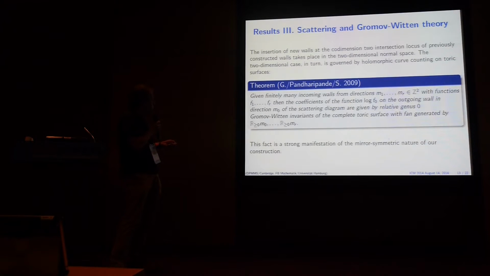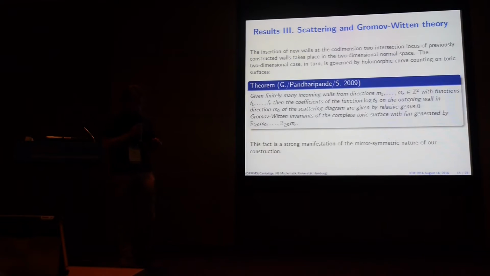And then if you focus on one outgoing wall that you have to add by this scattering algorithm, say coming out in direction m0, the basic statement is that the logarithm of f0, where f0 is the function attached to this outgoing wall, is given by relative genus zero Gromov-Witten invariants on the toric surface whose fan is given by all of the rays generated by these various directions.